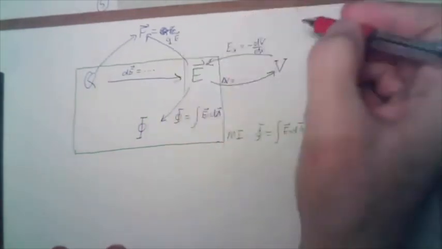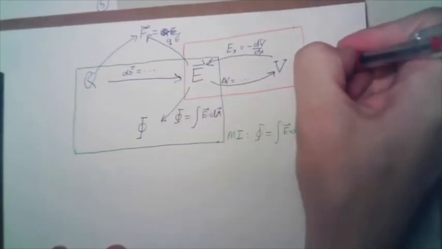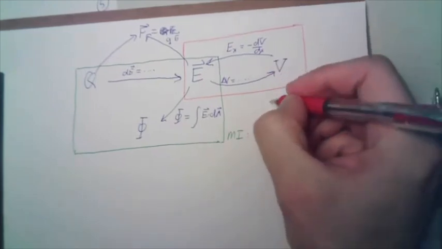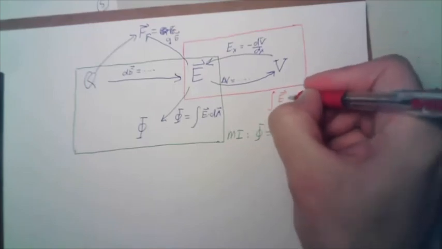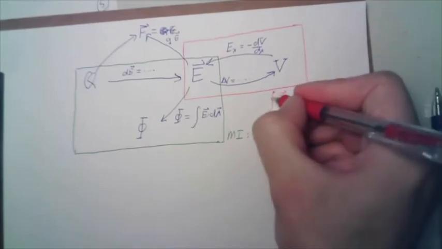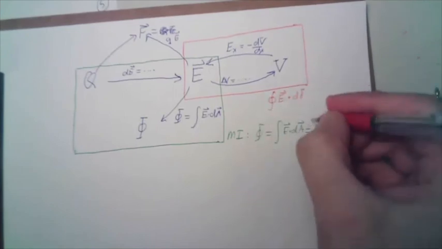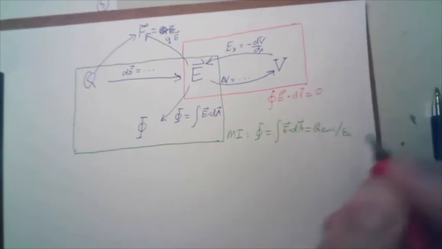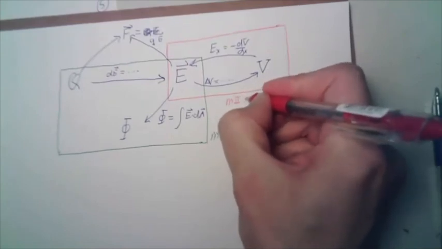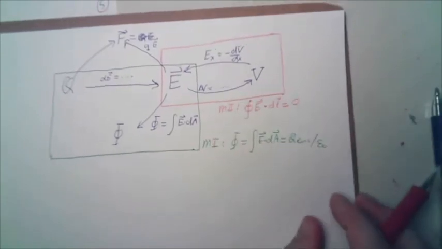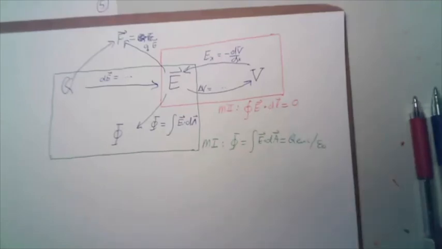And that, ladies and gentlemen, is a relation between the E and the V quantity that says that the integral of E dot dl for a closed path around some kind of a circuit is going to be 0. And this is Maxwell 2. And this is an expression that guarantees that the electric field, or encodes that the electric field is conservative.